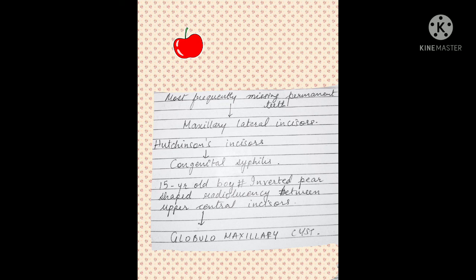Okay, so the next question is, in which condition do you see Hutchinson's incisors? Hutchinson's incisors are seen in congenital syphilis. Okay, so the next question is about a 15-year-old boy. He shows an inverted pear-shaped radiolucency between his upper central incisors. So, what is the diagnosis? It is a globulomaxillary cyst.